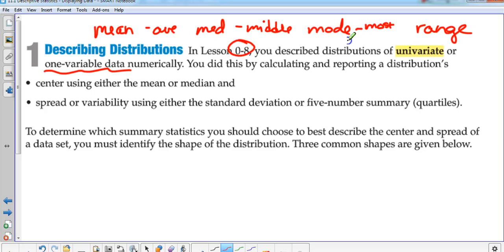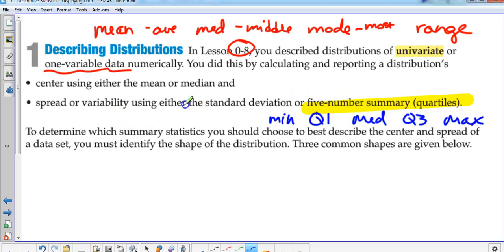To determine which summary statistics you should use, they talk about a 5-number summary. The 5-number summary is the min, Q1, which is the 25th percentile, the median, Q3, and the max. All of that can be found on the calculator. I'll show you in a minute.